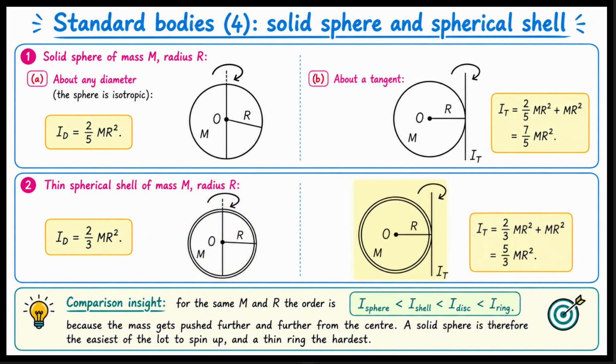Here is the comparison insight. For the same m and r, the order from smallest to largest moment of inertia is solid sphere, then spherical shell, then disk, then thin ring. The reason is that the mass gets pushed further and further from the center in that sequence. A solid sphere is therefore the easiest of the lot to spin up, and a thin ring is the hardest.